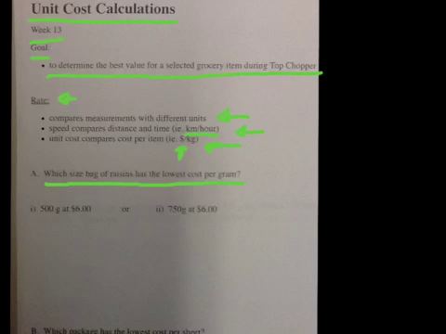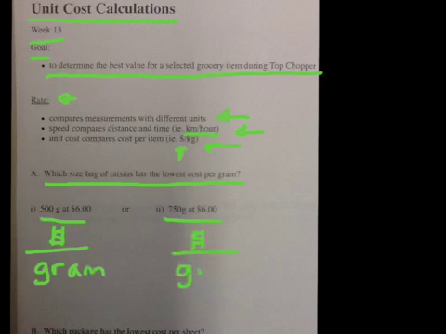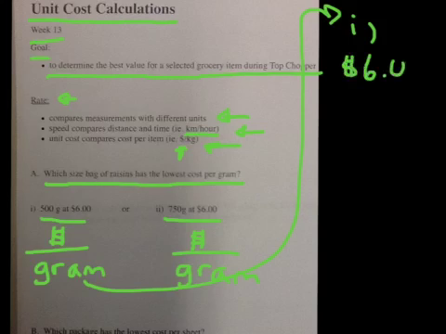So what we have to do for question 1 and question 2 is to find the cost per gram. So really we can just write that as a fraction in each instance. So cost per gram. So let's look at number 1 first, and we will solve it. So number 1 has a cost of $6 for every 500 grams.